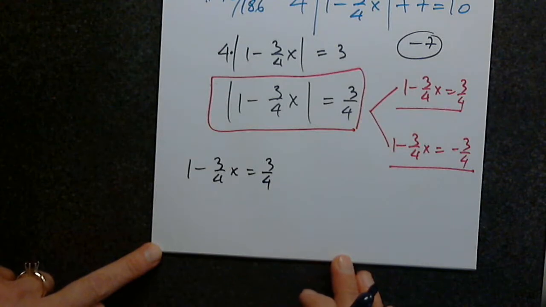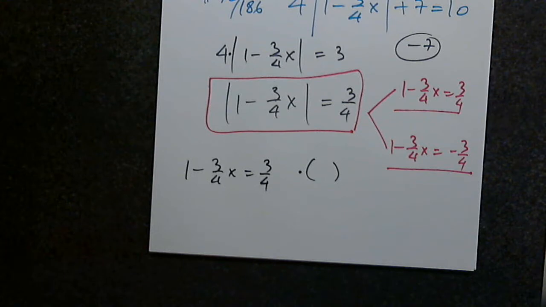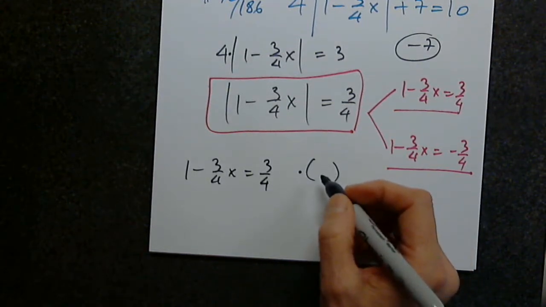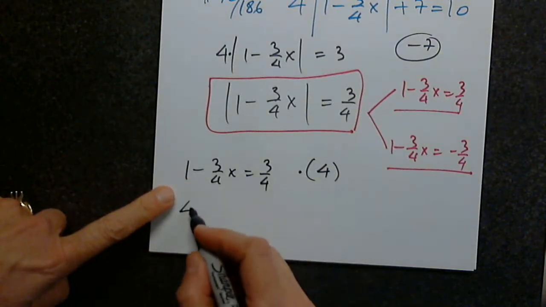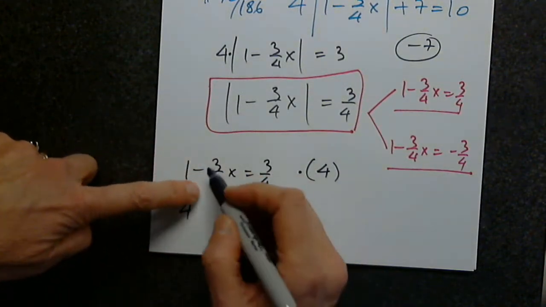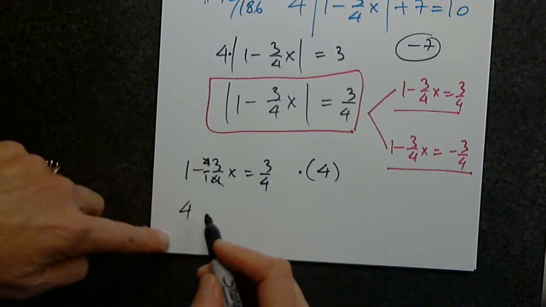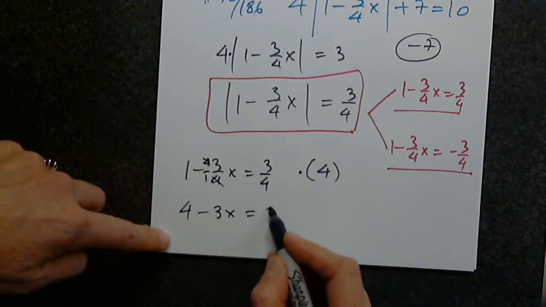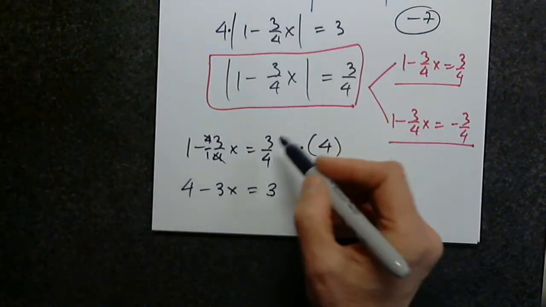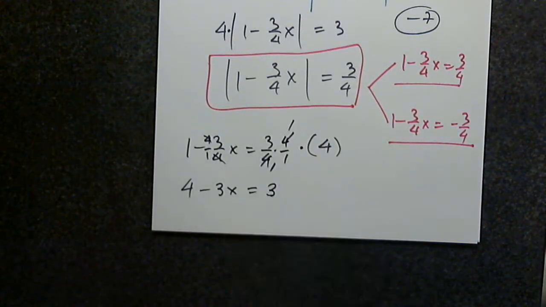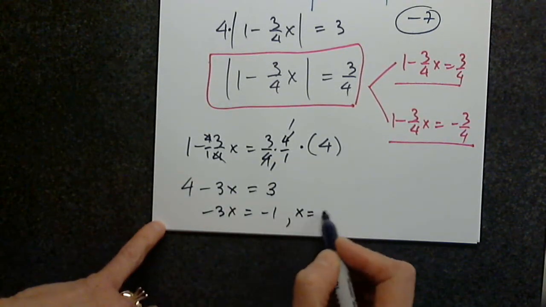We can eliminate fractions right away, multiplying all terms, both sides, slowly by 4. Good. How much is 1 times 4? 4. How much is negative 3/4 times 4 over 1? These go away. 3. Minus 3x. The same thing here, equals 3. So one more time. Simplify before you multiply. So negative 3x equals negative 1, so x equals 1/3.